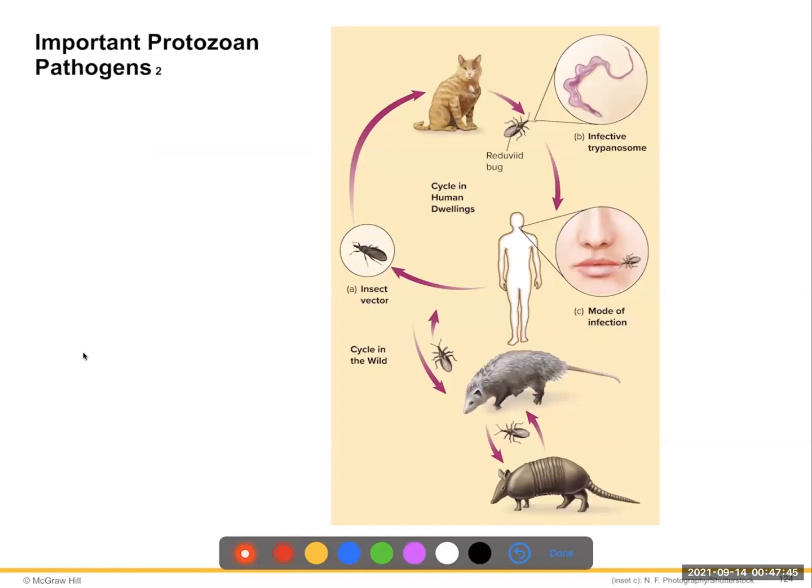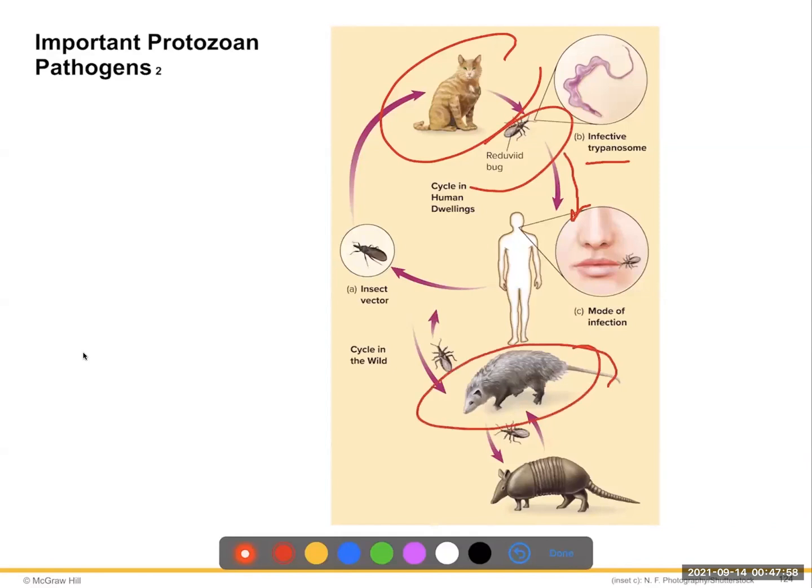From cats, you can have the tick, and the infective trypanosome can be passed on to humans. From animals like rats, you can get ticks that feed on them. It's like an insect vector. So it can travel from the ticks to different species, from other ticks, over the bugs to different species, and back to humans.